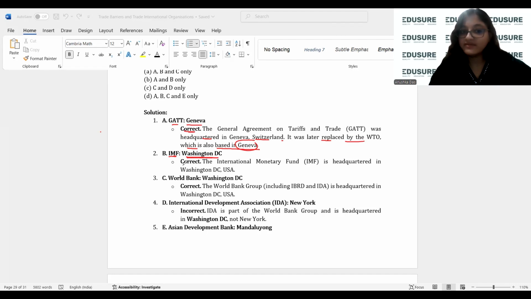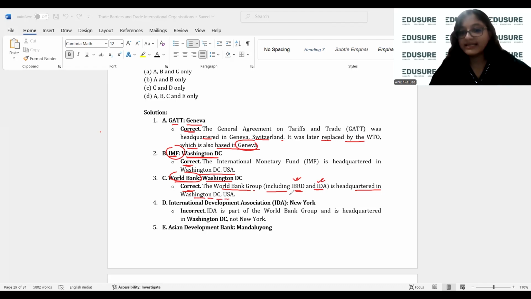Then you have IMF. Headquarters is in Washington, D.C., which is also right. Remember this, IMF headquarters is Washington, D.C., in USA. This is also a correct statement. Then you have World Bank, Washington, D.C., which is also right. So in Washington, D.C., you have the headquarters of both IMF and World Bank. It includes IBRD. So including the World Bank Group, all the member associations, the legislative bodies that we have seen under the World Bank, including IBRD and IDA, are also headquartered in Washington, D.C., US.